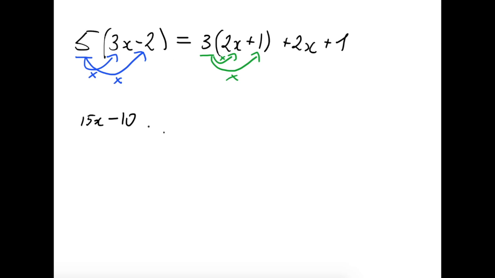I'm looking at the other side of the equation. The equal sign means I'm on the other side of the equation now. 3 times 2x is 6x, and 3 times plus 1, very important is the sign, 3 times plus 1 is plus 3. And then plus 2x, let's rewrite this, plus 2x, and also plus 1, we can rewrite it as well.